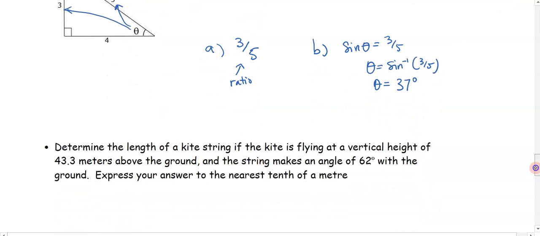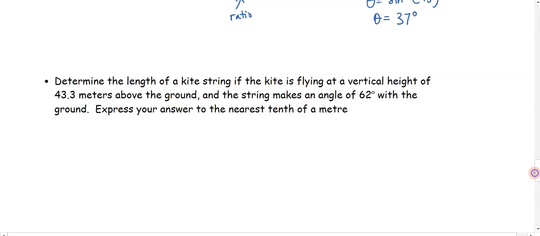All right? You should be able to draw a diagram, label it, and then be able to solve. So we want to find the length of a kite string if the kite is flying at a vertical height of 43.3 meters. I always like to have my ground for a reference. Okay, here's my kite that's in the air. Whoops, that's a terrible kite, but we get the idea.